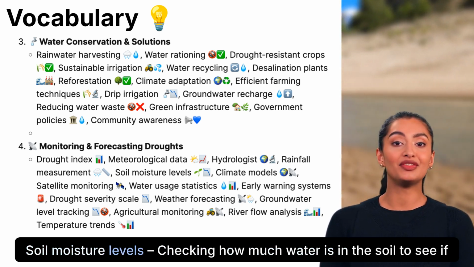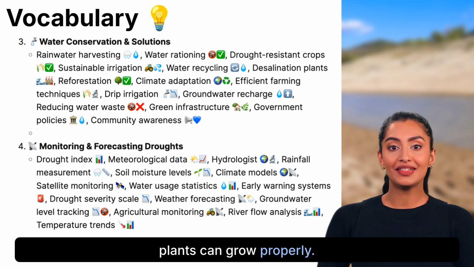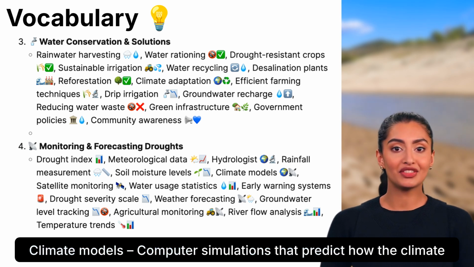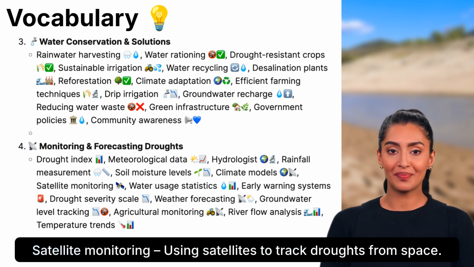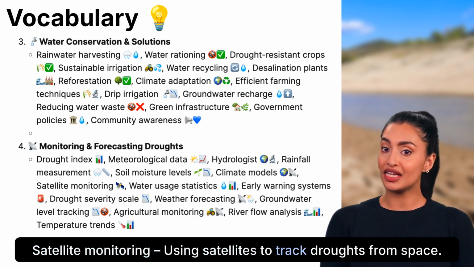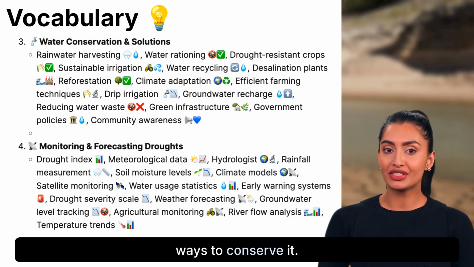Soil moisture levels, checking how much water is in the soil to see if plants can grow properly. Climate models, computer simulations that predict how the climate will change over time. Satellite monitoring, using satellites to track droughts from space. Water usage statistics, tracking how much water people use to find ways to conserve it.